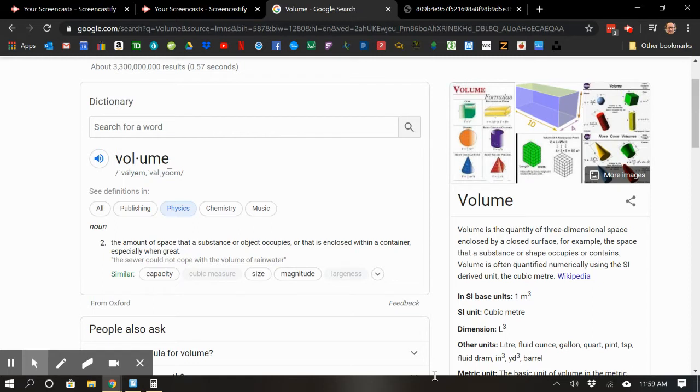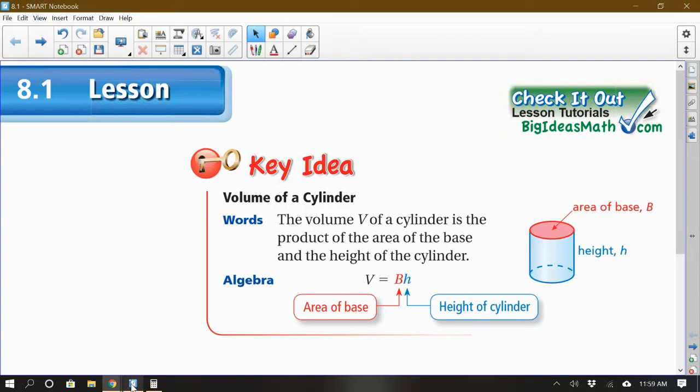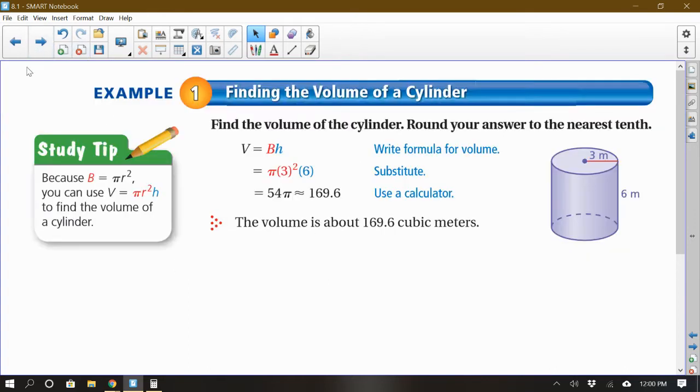What is volume? Volume is the amount of space that is enclosed within a container. Specifically today, we're going to be looking at the volume of a cylinder. Now the basic formula is right here. Volume is the area of the base, in this case a circle, multiplied by the height of that cylinder. All right, well, let's get started.